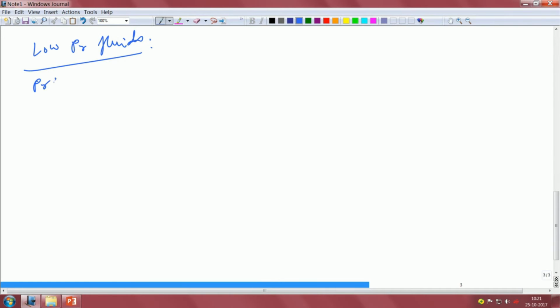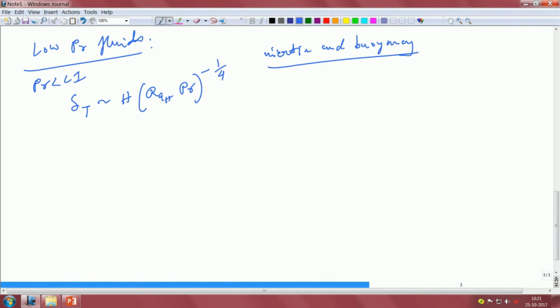That means Prandtl number is much less than 1. So, here of course your delta t scales as h Ra_H Prandtl number to the power of -1/4. That was the old condition, remember, and here of course is a balance between inertia and buoyancy. That is what we told, that it is a balance between inertia and buoyancy, because Prandtl number being much less than 1, inverse of the Prandtl number is much greater than 1. So, therefore, the friction term does not really become very important here.